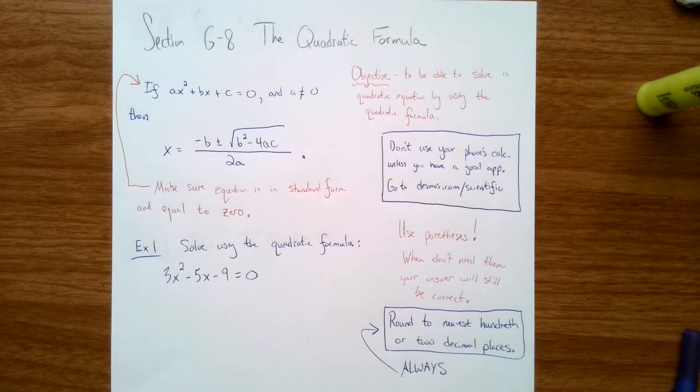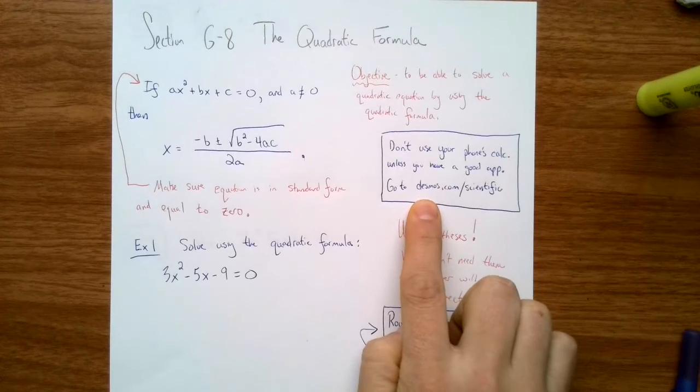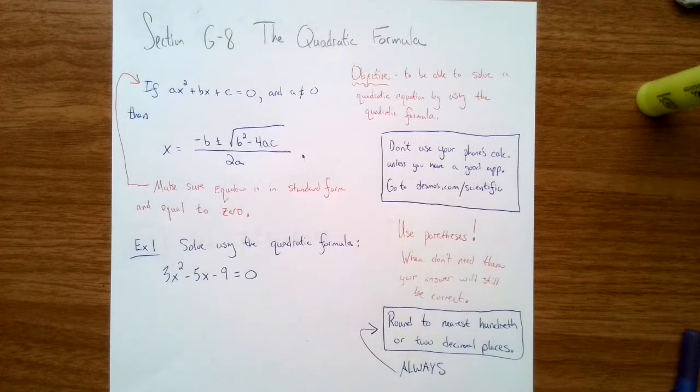Please make note of a couple of these things that I have over on the side here. Don't use your phone's calculator. People have a tendency to do it incorrectly because of the way that you need to type the information into the calculator. I highly recommend going to desmos.com/scientific. You can type in the information just like you can type the information in on a graphing calculator. So I highly recommend you use that.